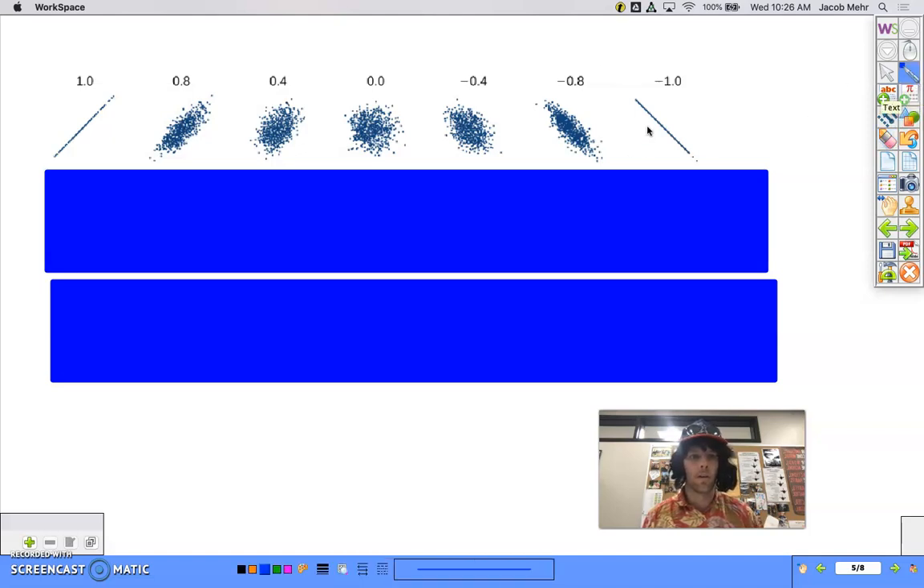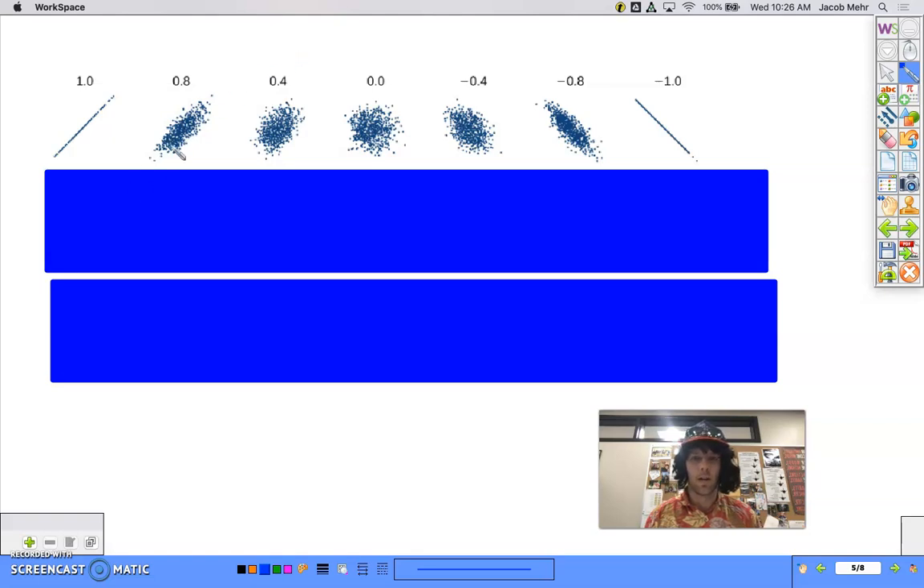Over here on the left, we have an R value of -1, and then I kind of gave a little in between here. Look at an R value of 0. Notice it's just random points. It's not trending one way or the other. There is no correlation.